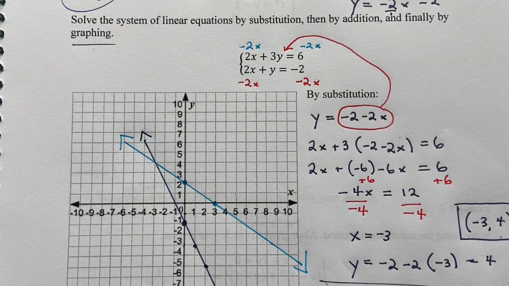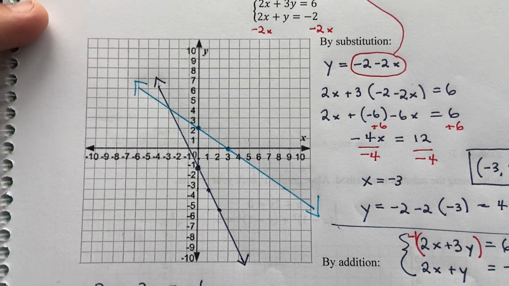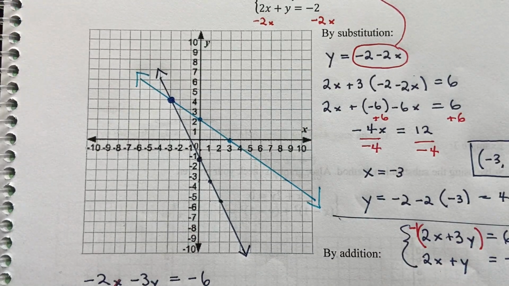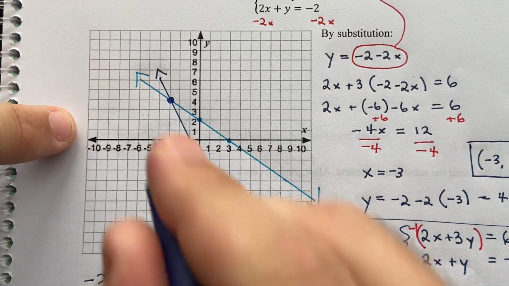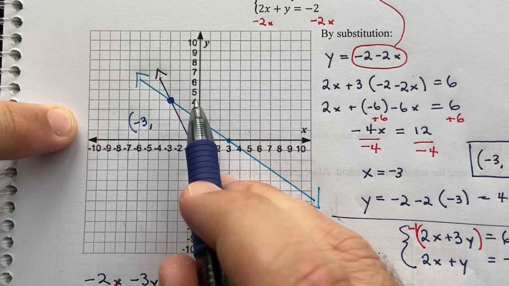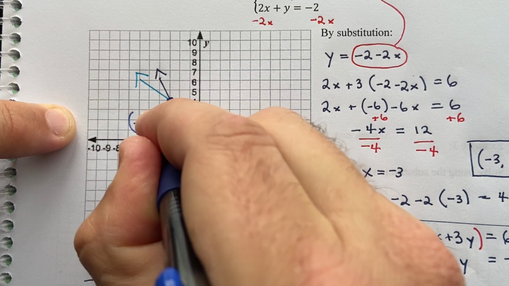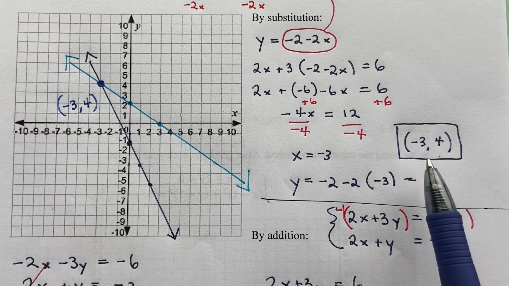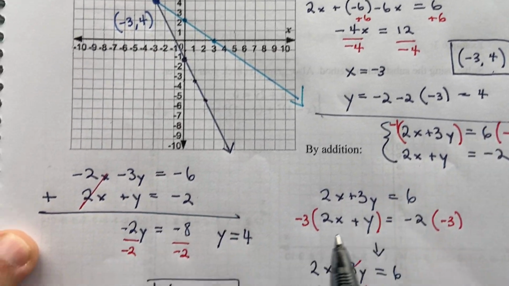Keep in mind, graphically, that solutions are intersections, if there is an intersection, right? We don't need to intersect, but these do. And it looks like that point would be -3, 4. Right? Same as the solutions we got from substitution and by addition.